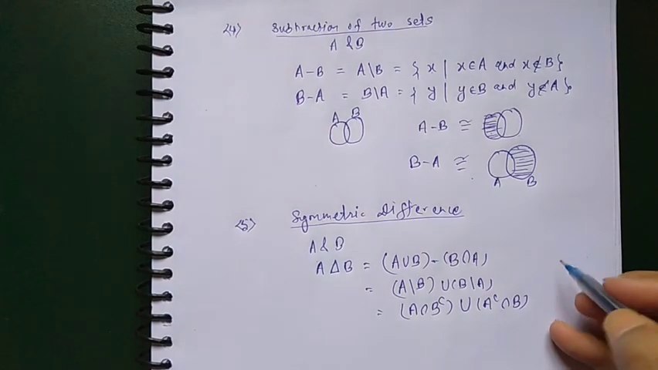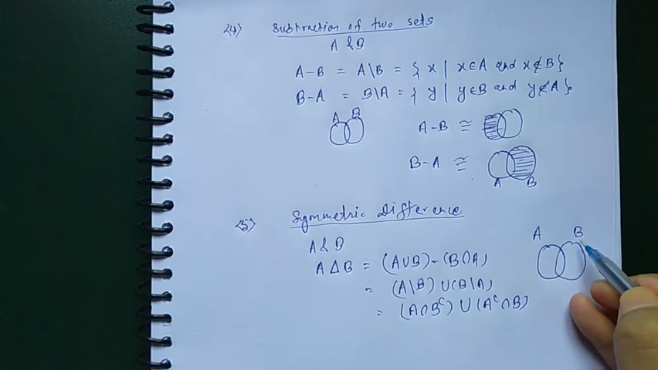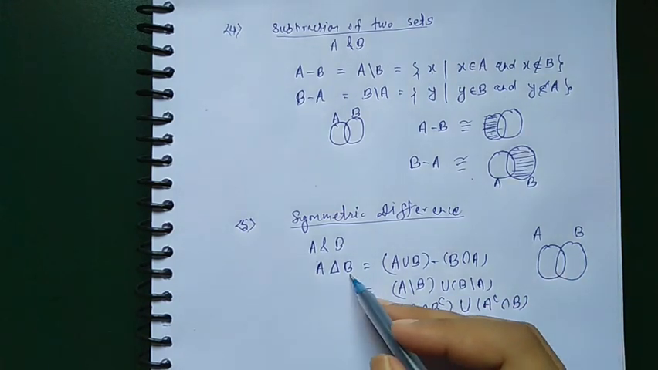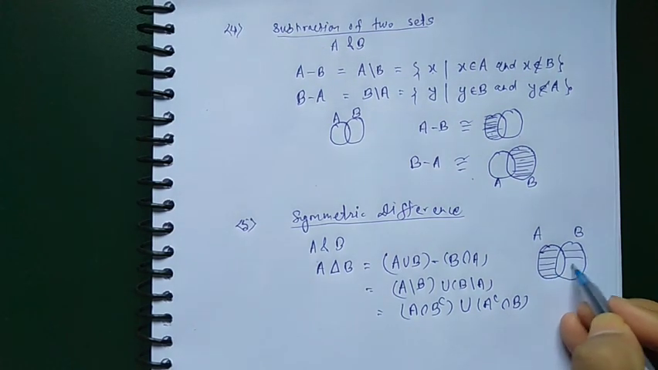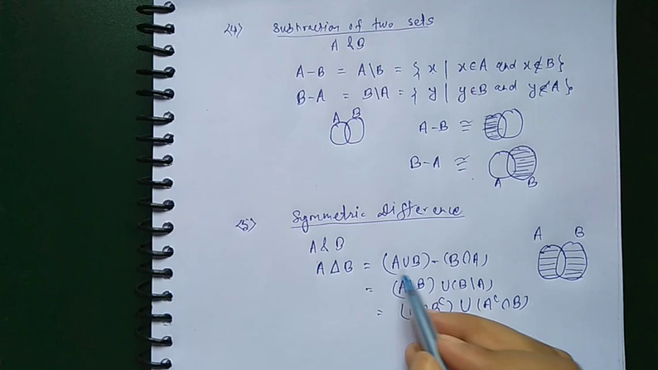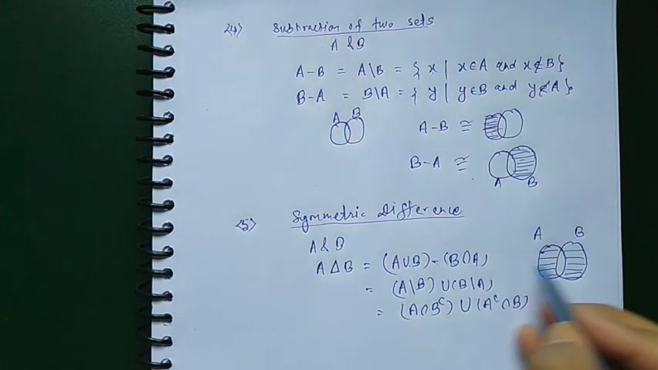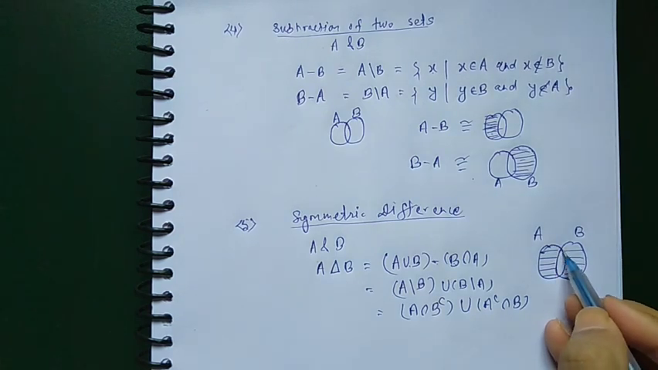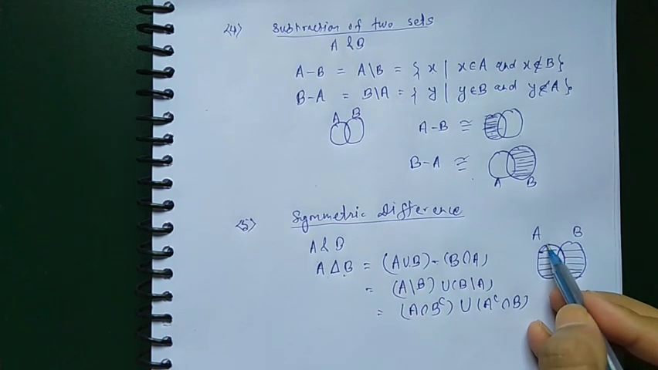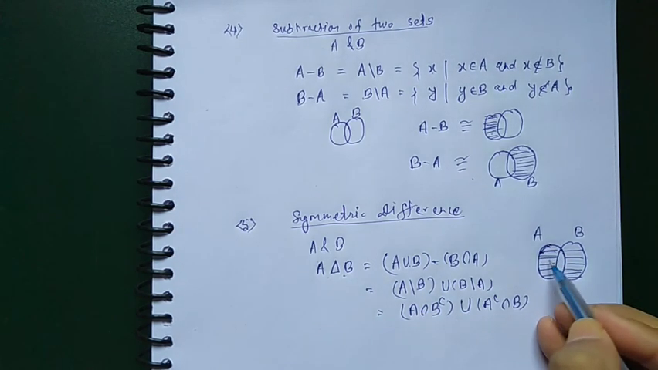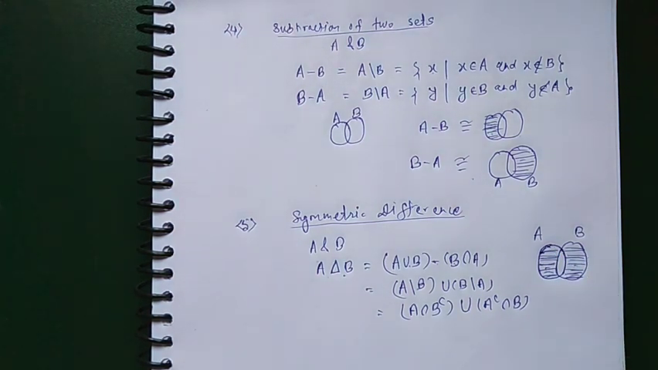It can be represented by the Venn diagram like this. This is set A, this is set B, then the symmetric difference of A and B is this region, A union B minus B intersection A, which means that the intersection of these two sets will not come in the symmetric difference of both these sets. The rest will be there. So this region will come in the symmetric difference of A and B.